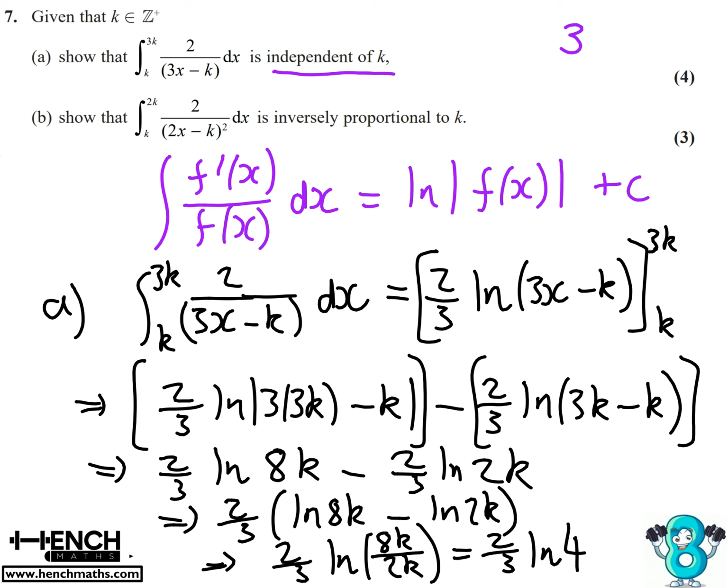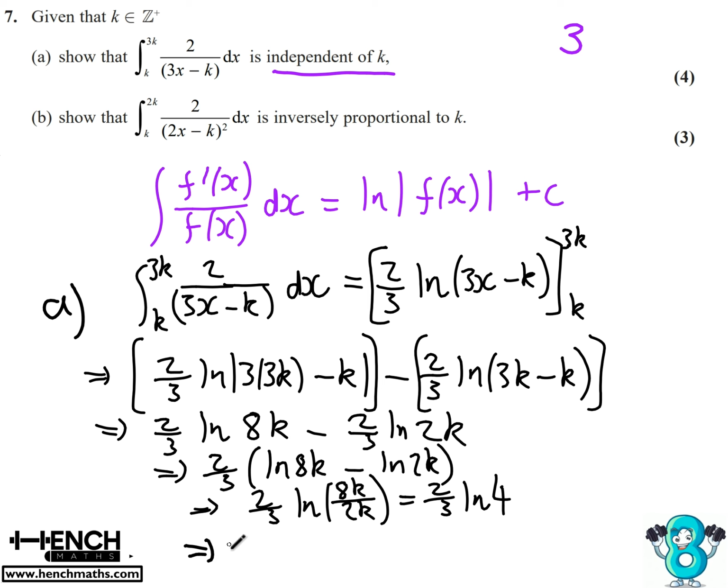Notice that our k has disappeared, it's gone. Our answer is independent of k. So this shows us our solution is independent of k.